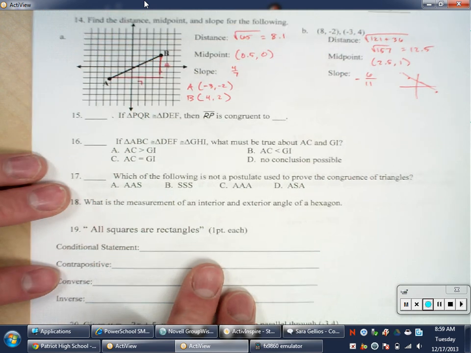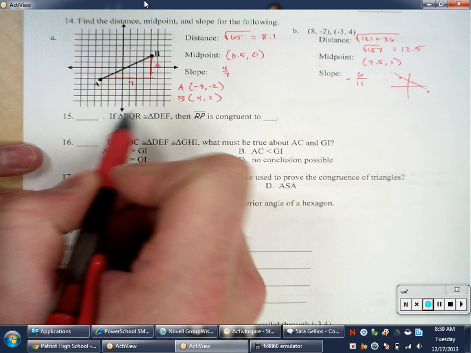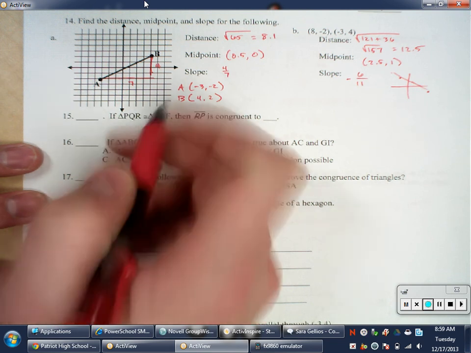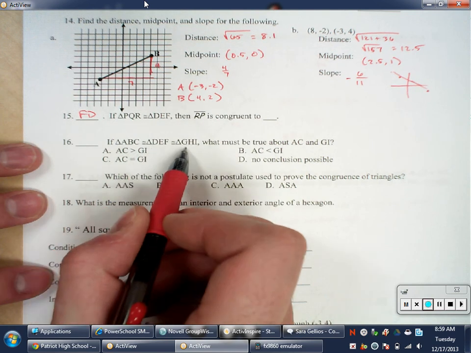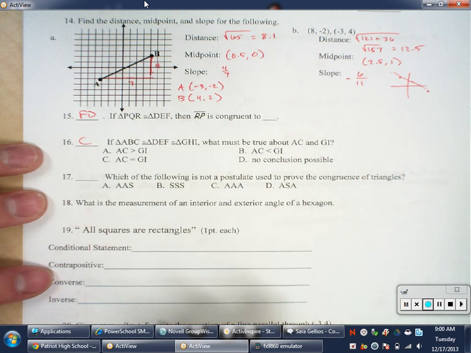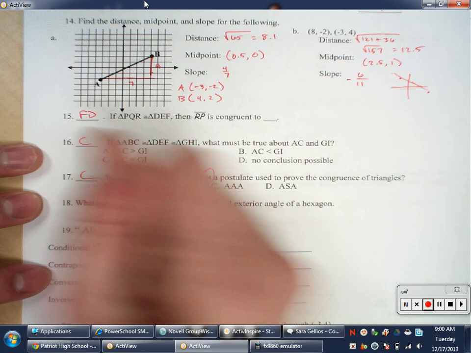Number 15, if PQR is congruent to DEF, then RP is congruent to, well, the corresponding parts of congruent triangles are congruent, so RP is FD. If ABC is congruent to DEF is congruent to GHI, what must be true about AC and GI, and that is that they're the same. And which of the following is not a postulate, and that's C, angle, angle, angle.